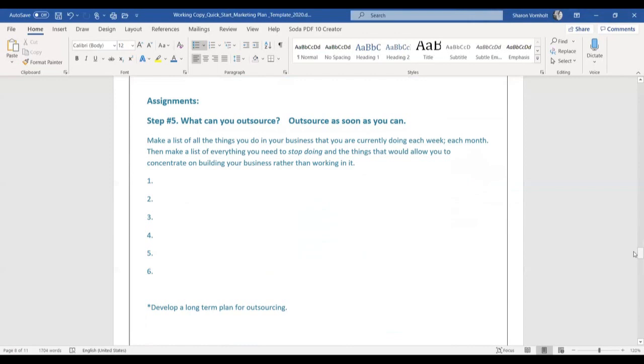So I want to talk about, there's going to be some assignments here. I want you to think about what you can outsource. That's the first thing. So I want you to outsource as soon as you can. And I want you to think of one thing you could outsource today. You can go on to Fiverr and outsource something for $5. But I want you to make a list of all the things you do in your business that you are currently doing each week, each month, and maybe annual tasks like bookkeeping or taxes. Make a giant list of all those things.